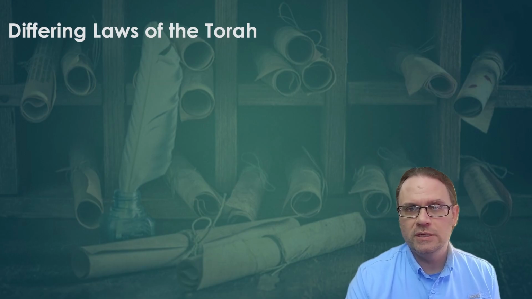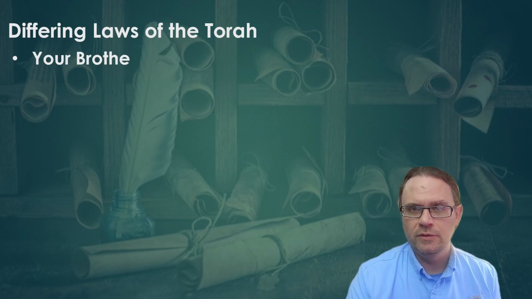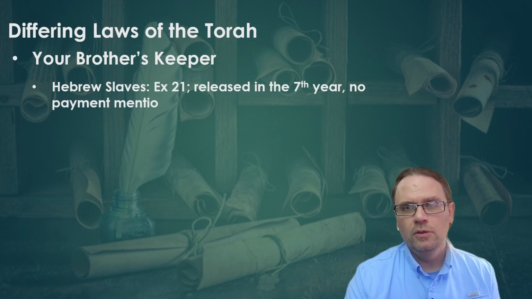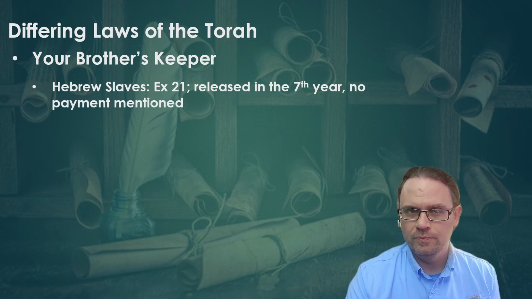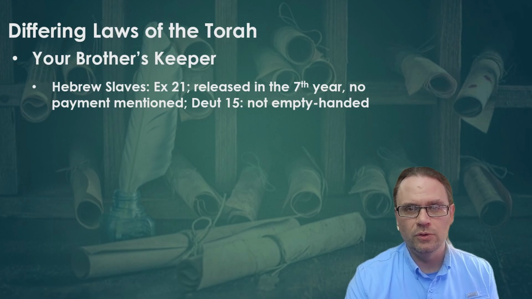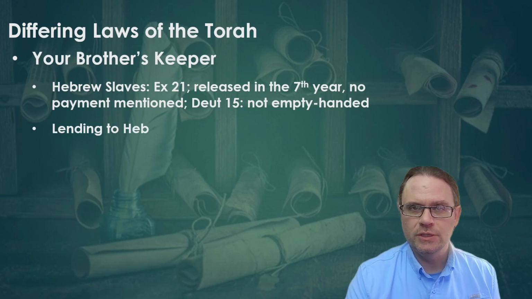Exodus 21 says that a Hebrew slave is to be released in the seventh year without payment. Deuteronomy 15 adds that when you let him go free, you must not let him go empty-handed, but to give provisions. So we see that the Deuteronomy Code adds to the law of Exodus and is more concerned with the welfare of the poor. Another example of this concerns lending to one's fellow Israelite.